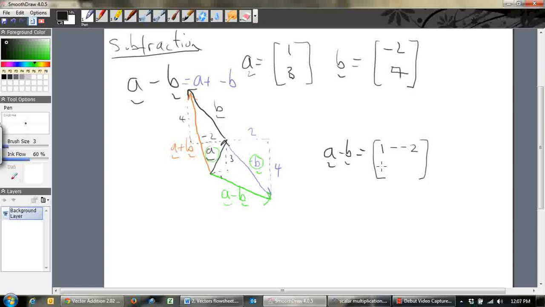What's happened to the vertical components? Well, it's gone up 3, and then it's gone down 4. In other words, it's gone negative 4. So it's gone 3 minus 4. In other words, if you're trying to subtract any two vectors, all you do is subtract the components. In other words, 1 minus negative 2 and 3 minus 4, exactly like here. So the resultant vector, when you're subtracting, 1 minus negative 2 is 3, 3 minus 4 is negative 1. Our resultant vector is across 3 and down 1, like that. And that's how we subtract two vectors.